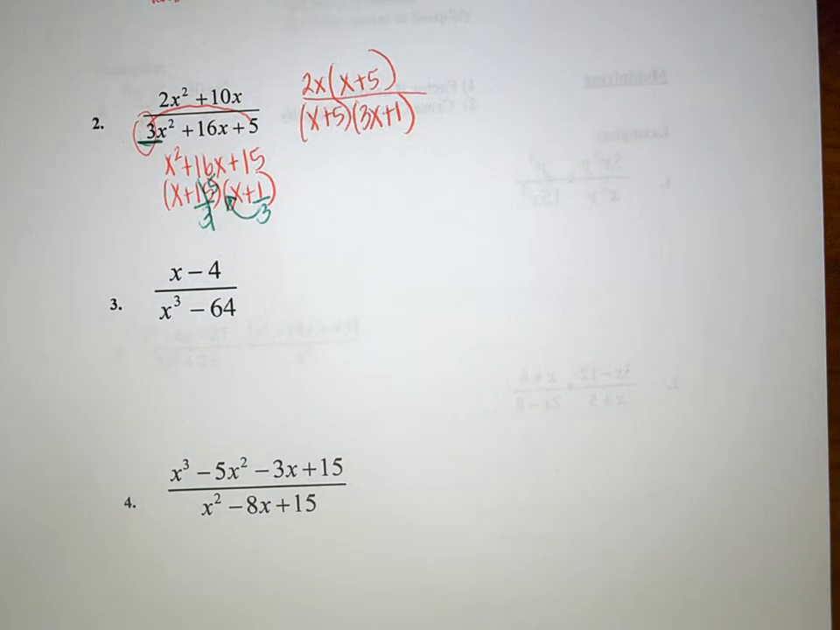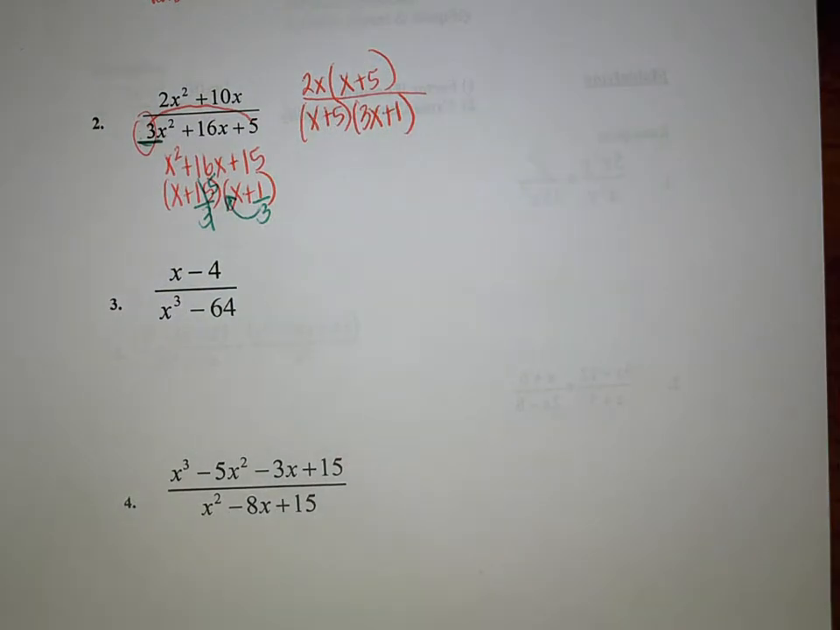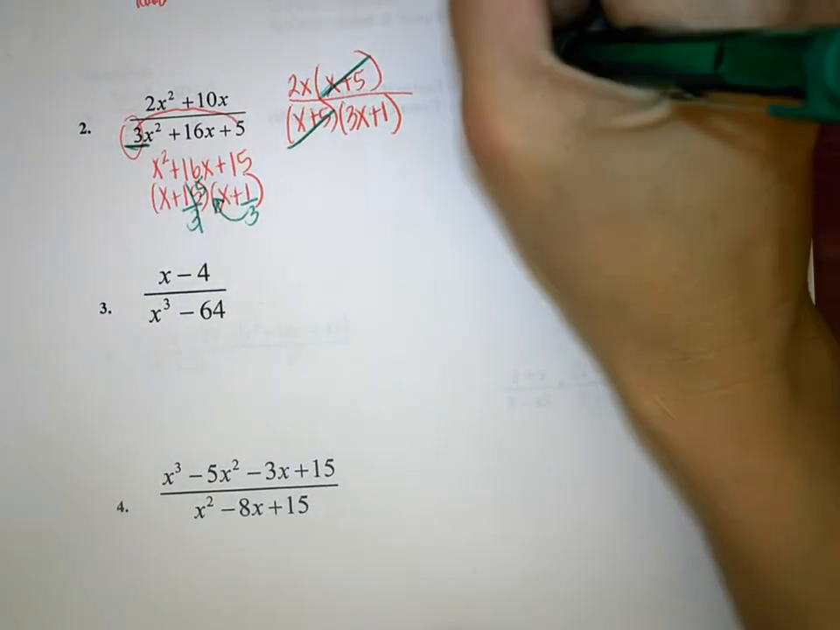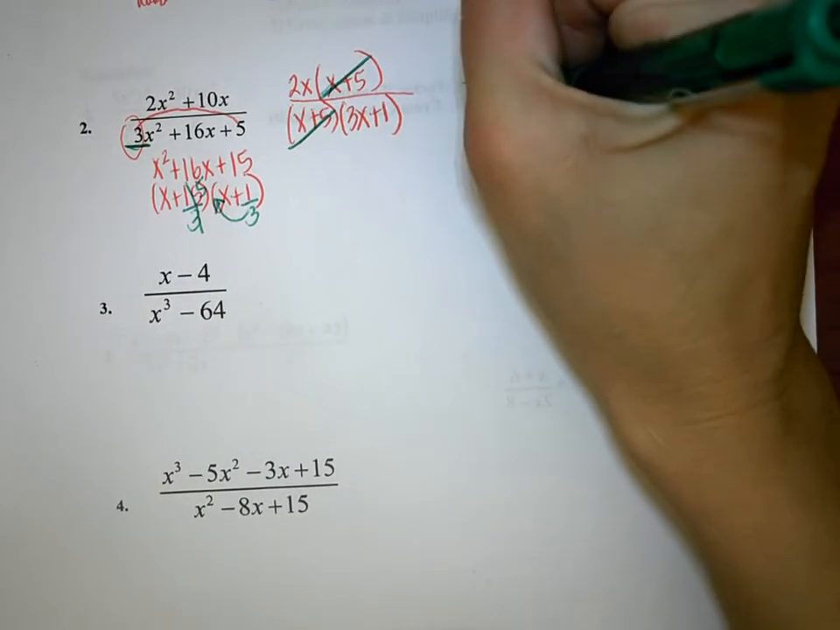Are there any like terms on this one? Good, x plus 5. So I'm going to go ahead and cancel out those x plus 5s. And I'm left with 2x over 3x plus 1.